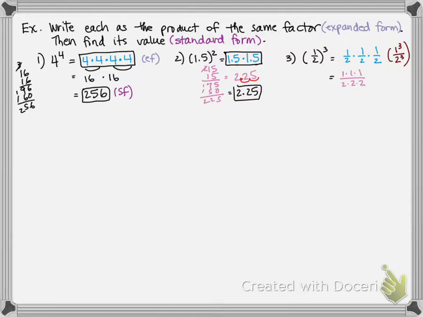Now, these numbers are pretty small, so most of us can do this in our head. 1 times 1 is 1 times 1 is 1. 2 times 2 is 4. 4 times 2 is 8. So our 2 answers are 1/2 times 1/2 times 1/2, and 1/8.